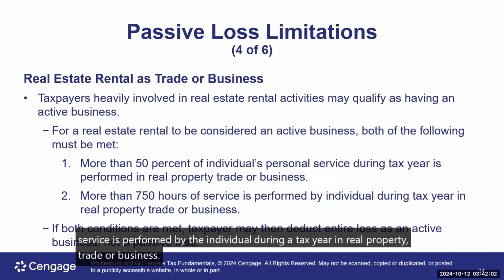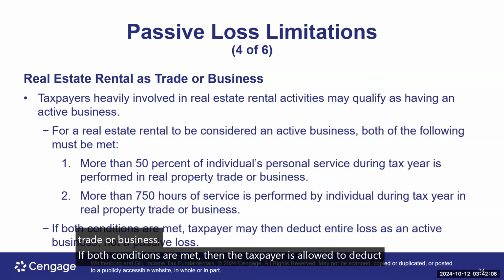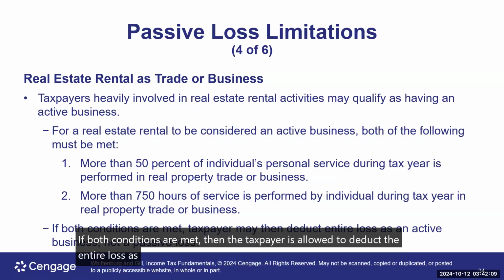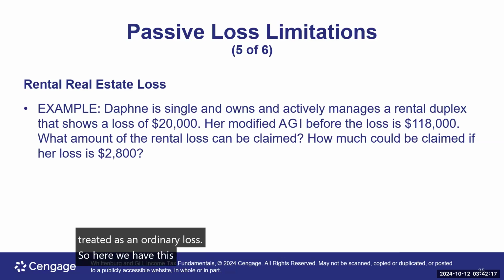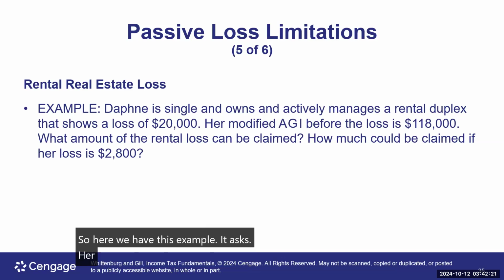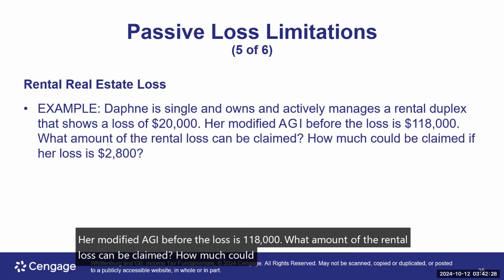If both conditions are met, then the taxpayer is allowed to deduct the entire loss as active business, and it's not a passive loss. So again, it'll be treated as an ordinary loss. So here we have this example. It asks, her modified AGI before the loss is 118,000. What amount of the rental loss can be claimed? How much could be claimed if her loss is 2,800?